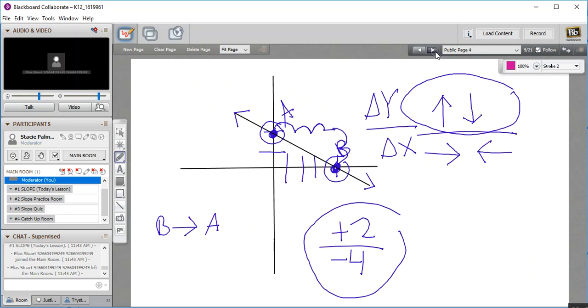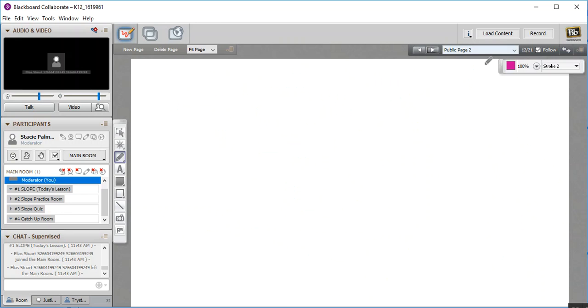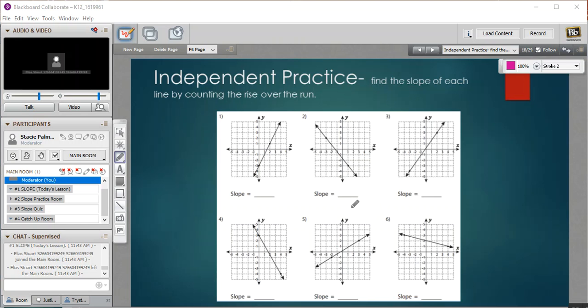Okay, so let's go ahead and do a few practice problems. I'm going to go ahead and load up the practice problems from the lesson. Okay, so here is the part where we're going to practice some problems, just like what you'll see on the quiz. So one of the things you need to do for the quiz is you need to be able to look at the graph of a line and find its slope by counting from one point to another point on the line.